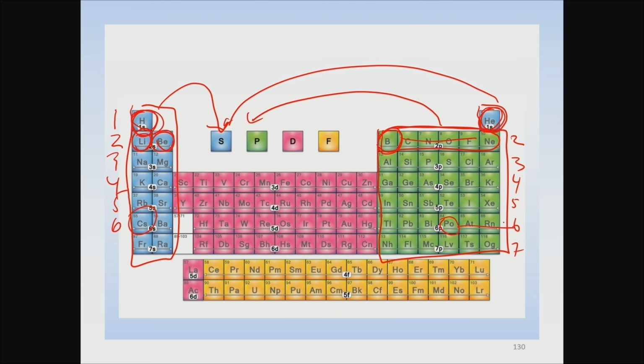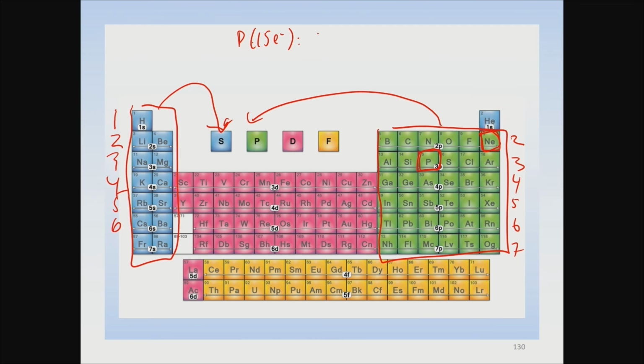Okay. So at this point, let's go ahead and try again and see if we can figure out the electron configuration of phosphorus. Okay, so here we go. Let me erase some things here really quickly, clean this up a little bit. Okay, so here is phosphorus, and it has 15 electrons. So we're going to write an abbreviated configuration. And you can see that the noble gas just preceding it is going to be neon.